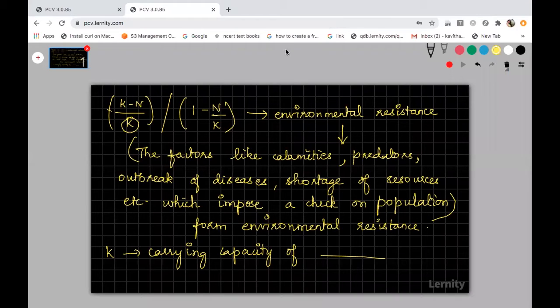Yeah, you can say nature, but the exact term that should be used is environment. K is called the carrying capacity of the environment. The day itself I told you, right? Carrying capacity of the environment means, if you want, you can write the definition of this carrying capacity also. Carrying capacity can be defined as the maximum number of individuals.